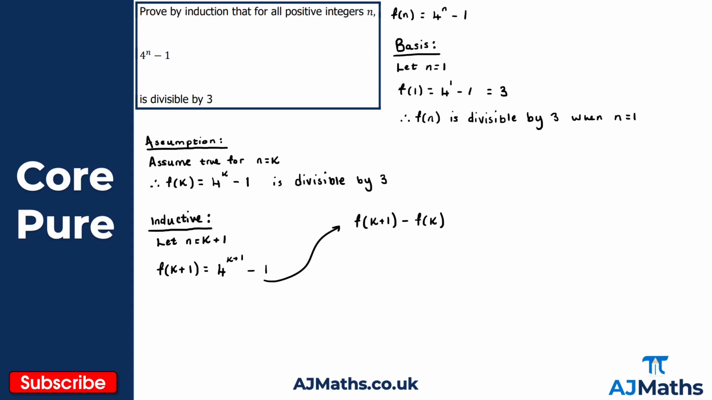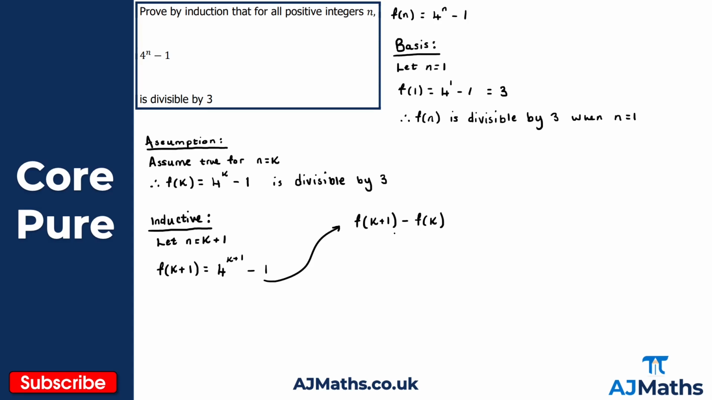And you might be wondering why we set up this difference here. And the reason why is because f of k, we derived that essentially using the assumption step. So we assumed it was true for n equals k. So then we got f of k being equal to 4 to the power of k minus 1. And we said that that was divisible by 3. So if we assume it's true for n equals k, we're saying that this here is divisible by 3. Okay. So once I set up this difference here then, I've got f of k plus 1.